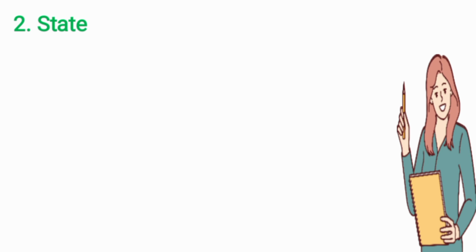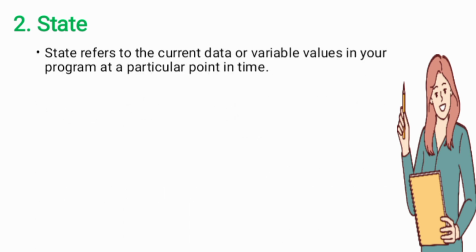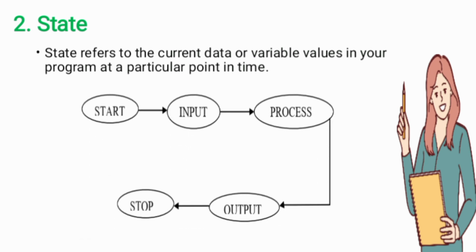Next building block is state. State refers to the current data or variable values in your program at a particular point in time. In this diagram, the start state represents the starting of the program and the input state represents the process of reading the input from the user, and process state that represents the process done in the program, example addition, subtraction, etc. Output state represents the output displayed on the screen, and the last state, stop state, that represents the ending of the program.